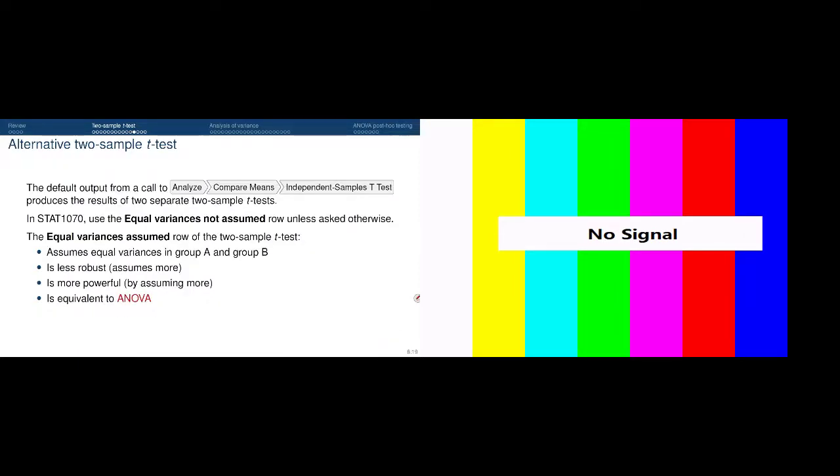All right, so this is just about the equal variance is not assumed row. The equal variances assumed row is equivalent to the testing procedure that we'll see in the second half of the lecture, looking at ANOVA, where we only have two groups in the ANOVA. In which case, if you only have two groups, you should probably do an independent samples t-test as opposed to an ANOVA anyway.